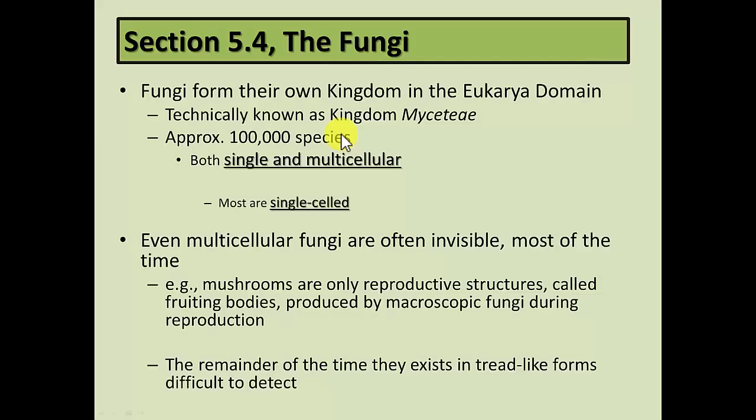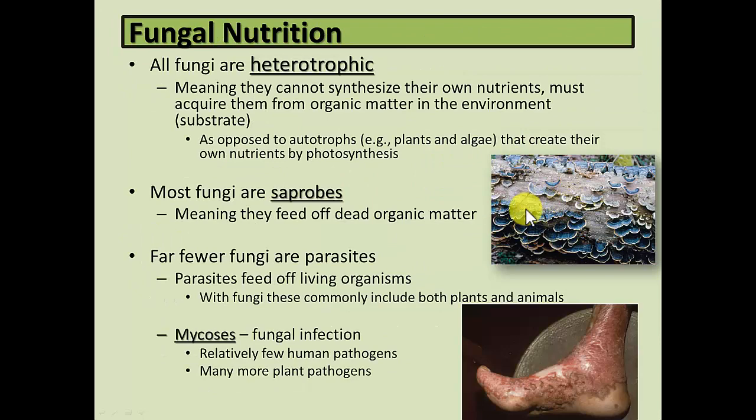So we're going to start with the fungi. Fungi are their own kingdom, technically referred to as Kingdom Mycete, but we usually just refer to them as the fungi kingdom. There are something like 100,000 known species of fungi, probably many that have yet to be discovered by science. They occur in both single and multicellular form, if you recall from Chapter 1. The truth is, most are single-celled, and it's only those that we typically notice that we would consider multicellular. Looking ahead real quick, the mushrooms are considered the multicellular fungi.